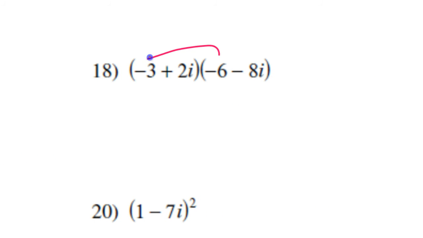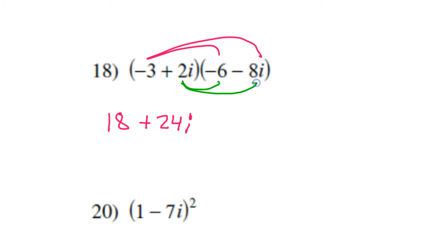Okay, another FOIL problem. So we will distribute negative 3 times negative 6 is positive 18. Negative 3 times negative 8 is a positive 24, so 24i. Now we distribute the 2i. 2 times negative 6 is negative 12, so negative 12i. 2 times negative 8 is negative 16. i times i is i squared.